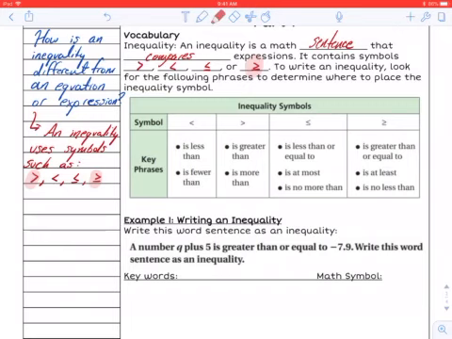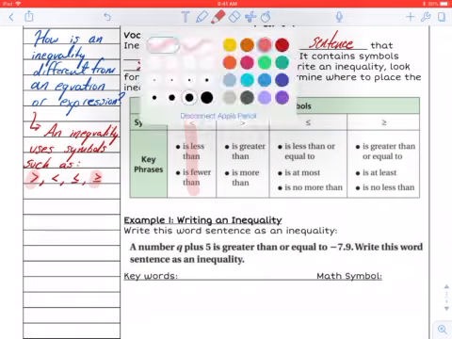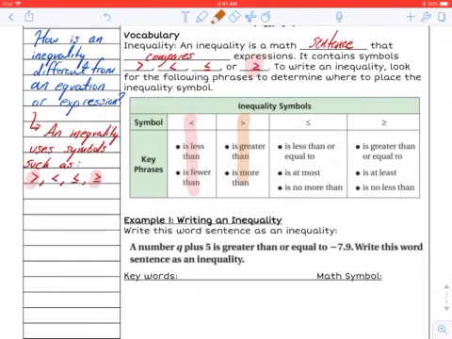And so here you can see that if we're going to use a less than symbol, we're going to keep an eye out for words that are key phrases such as is less than or is fewer than. Fewer and less are synonyms of one another. And then same thing with greater than, we're going to keep an eye out for the word greater than, or maybe something is being described as more than.